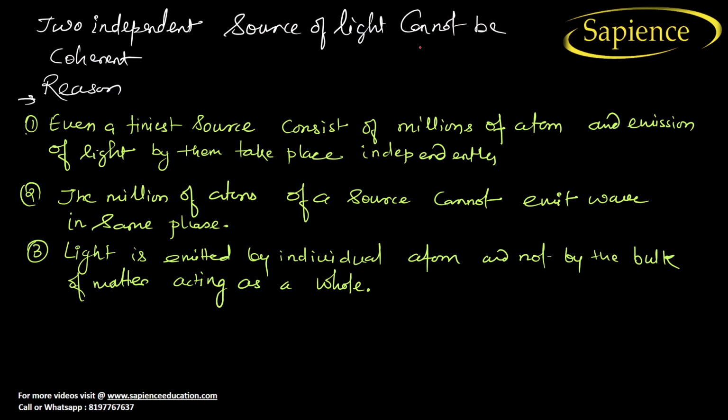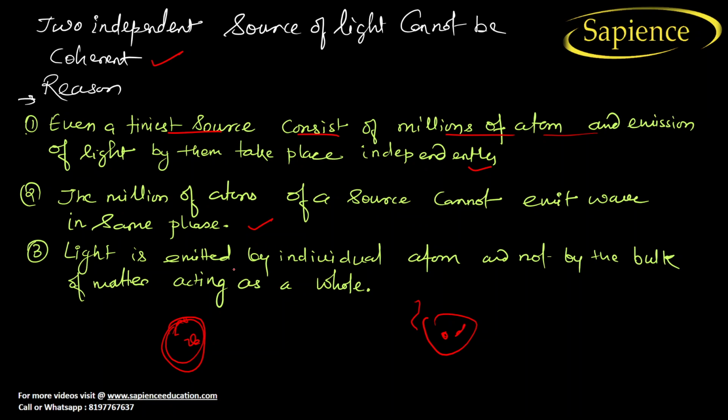Now two independent sources of light cannot be coherent. If you are taking two independent sources of light, they cannot be coherent. Reason: even the tiniest source consists of millions of atoms, and emission of light by them takes place independently. The millions of atoms of the same source cannot emit waves in the same phase. There are millions of atoms here, so millions of atoms cannot create the same type of disturbance.